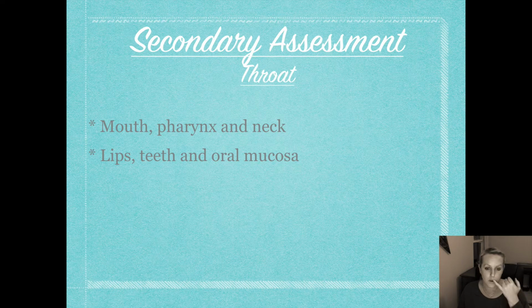We also want to check the oral mucosa. I'm not saying you need to stick your finger in the patient's mouth, but just kind of look and see if it looks like they're dehydrated. If it's really dry, they're very dehydrated. Also on your pediatrics, this is a good place to check for capillary refill.